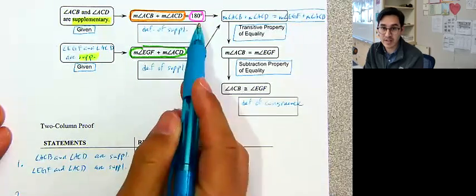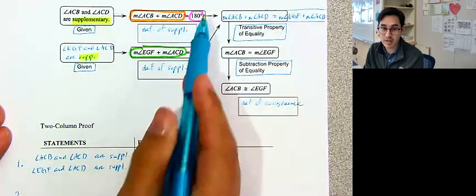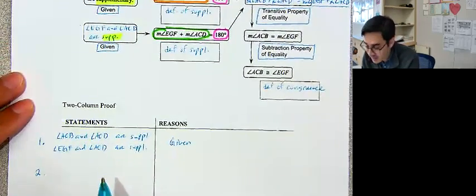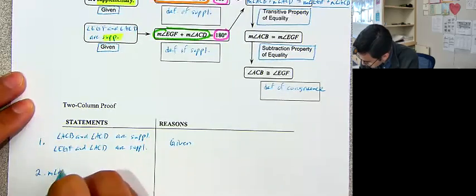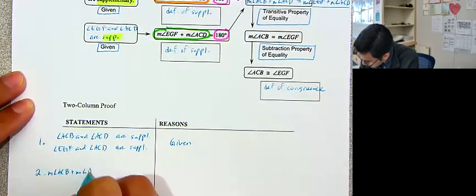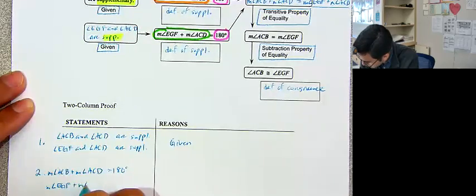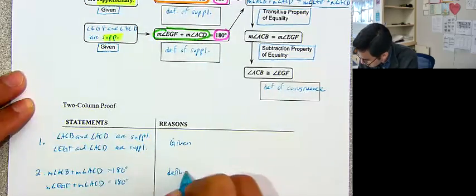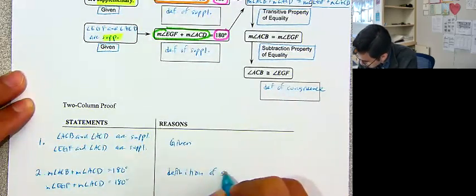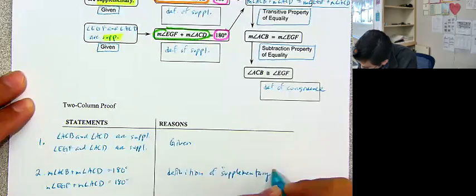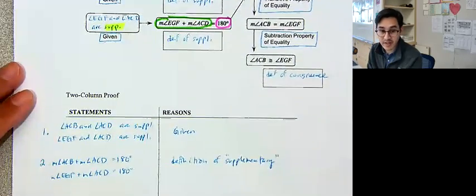Because I know that supplementary means that things add up to 180, I can write this equation out, and I can write this equation out. So the measure of angle ACB plus the measure of angle ACD equals 180 degrees. The measure of angle EGF plus the measure of angle ACD also equals 180 degrees. That's the definition of the word supplementary.